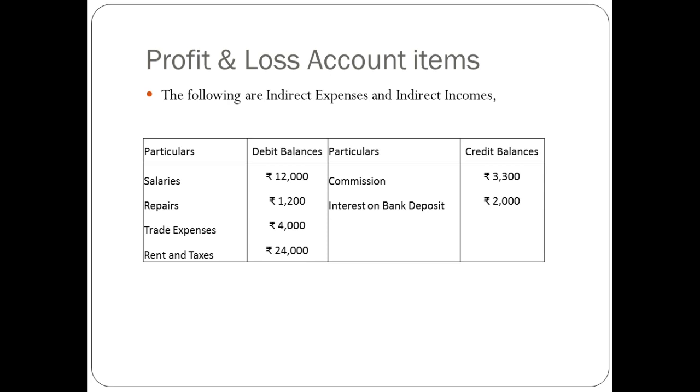And on the credit side we have commission rupees 3,300 and interest on bank deposit rupees 2,000, which are our indirect incomes, and they need to be posted to the profit and loss account, which we shall see in the next slide.